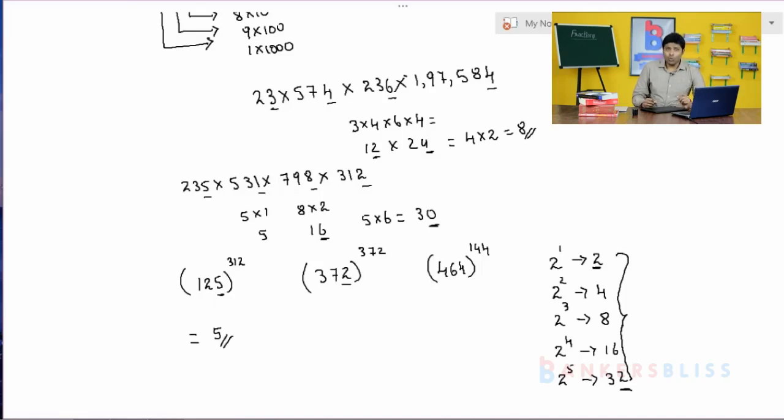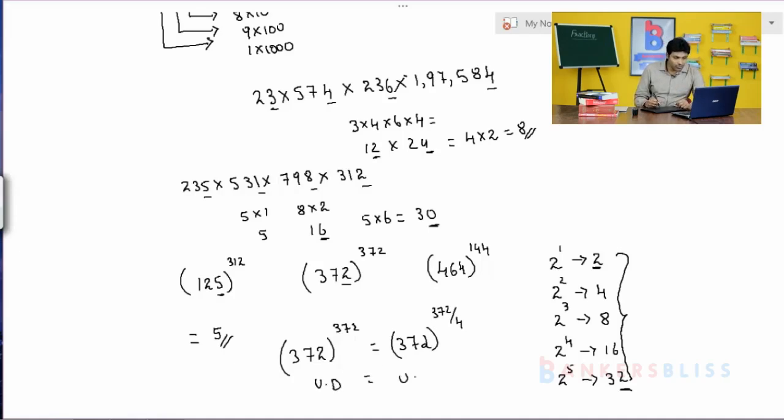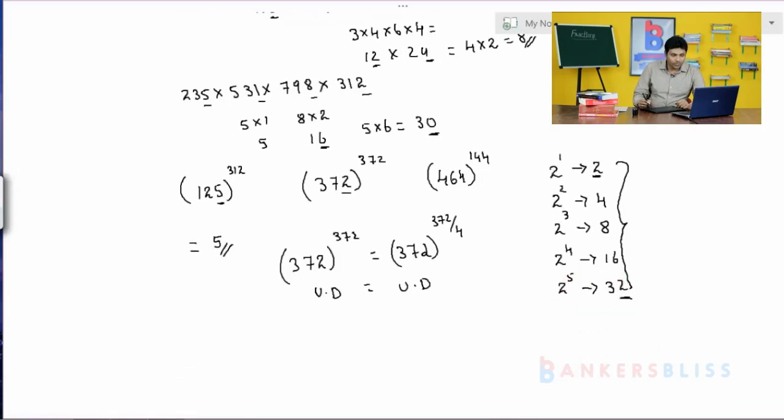So what you have to do is divide the power part by 4. See here, the unit digit of 372 to the power 372 is the same as the unit digit of 372 to the power 372 by 4. See, very simple. The unit digit will be same, not the total value. Now you divide 372 by 4. So what is the remainder? 4 8s are 32, 4 9s are 36, 4 3s are 12. It is going to be divisible exactly.